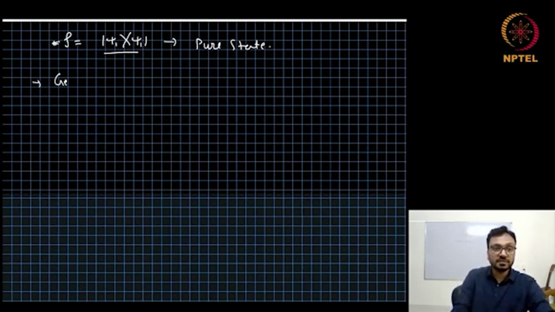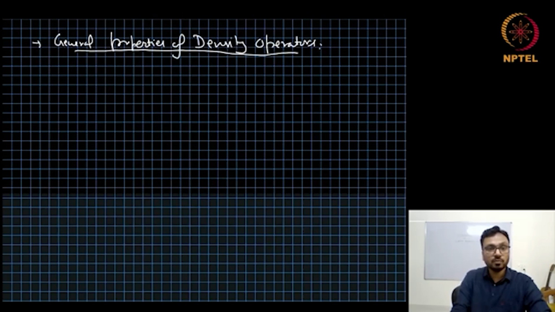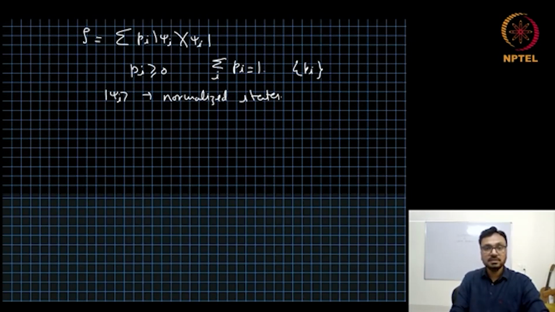So what are the general properties of density operators? The most general density operator can be written as sum over i of pi |psi i⟩⟨psi i|, where the pi's are either 0 or positive numbers. Sum over i, pi is 1. So the set of pi's forms a valid probability distribution. The psi i's are normalized states. Those are the only requirements we have for a density operator. So the pi's should be positive and they should add up to 1, and the psi i's should be normalized. The psi i need not be orthogonal to each other, but they must be normalized.